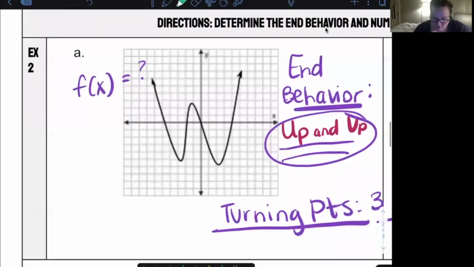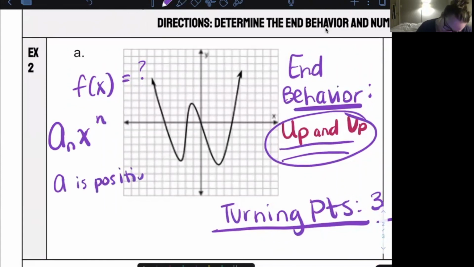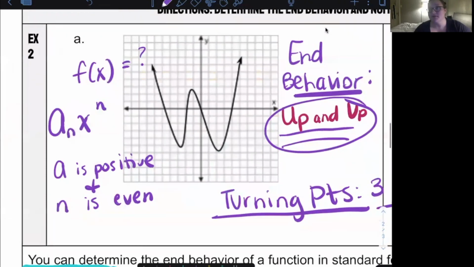So I know that because our end behavior was up and up, our leading term, a sub n x to the nth, has a that is positive and n is even. The degree is even. So that means that my degree has to be an even number. So my degree could be 2, it could be 4, it could be 6, etc.